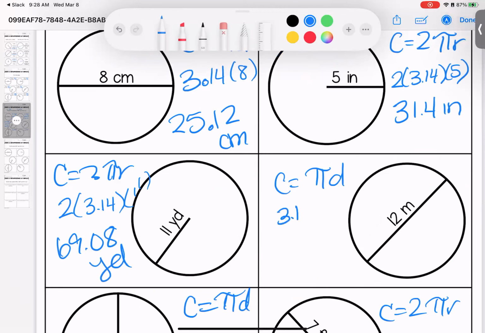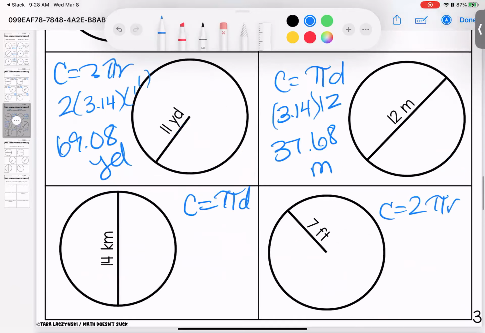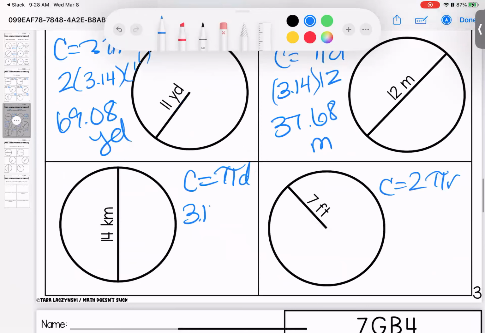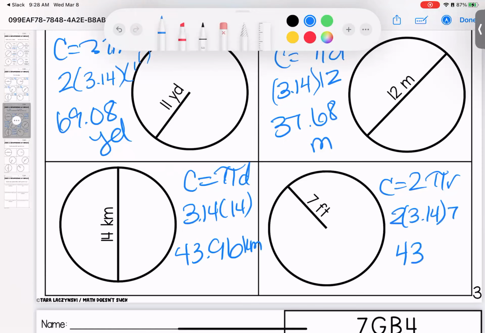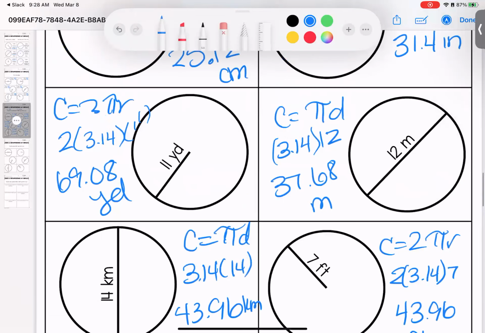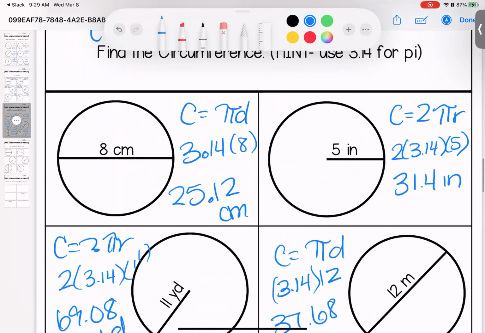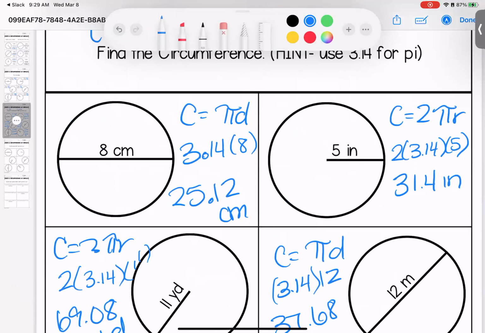Here I have 3.14 times the diameter of 12. That gives me 37.68 meters. I'm doing 3.14 times 14, gives me 43.96 kilometers. And 2 times 3.14 times 7 gives me 43.96 feet. Any questions on these or how to plug them into your calculator, please bring them with you to class.